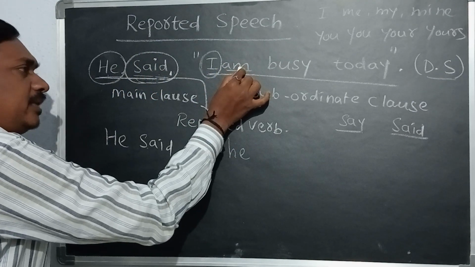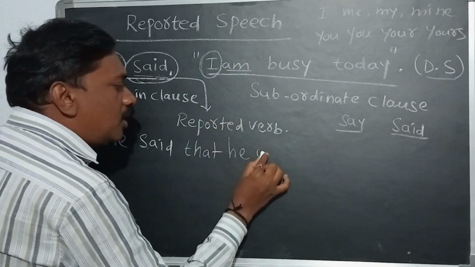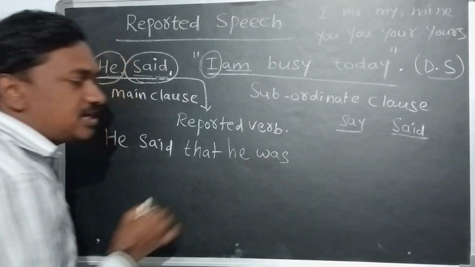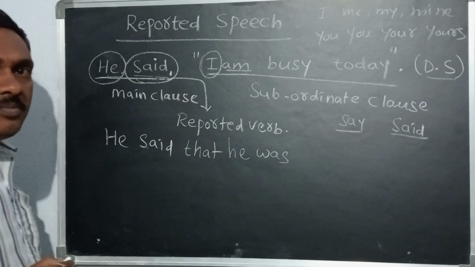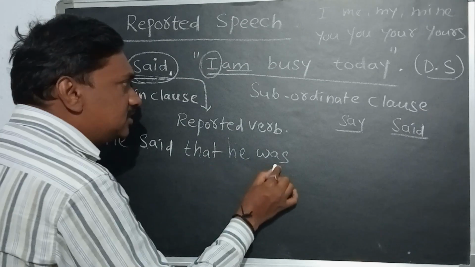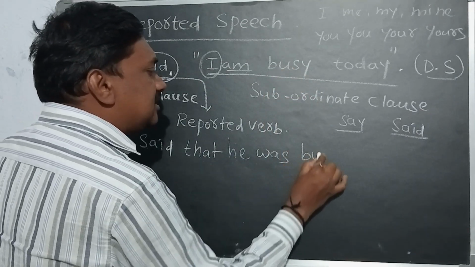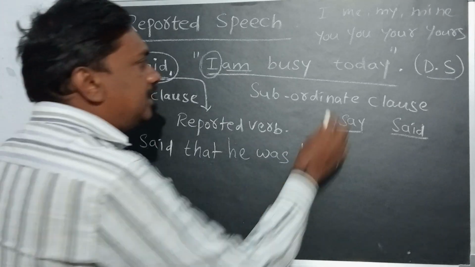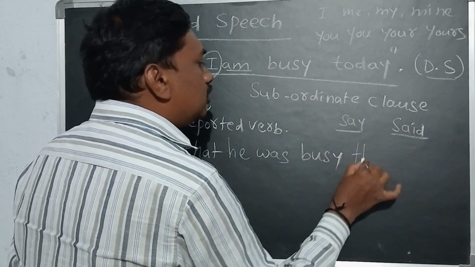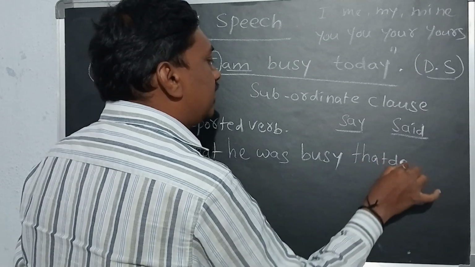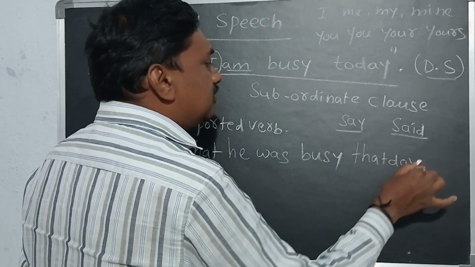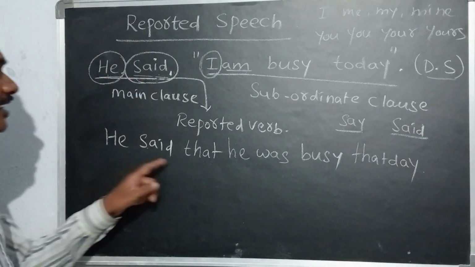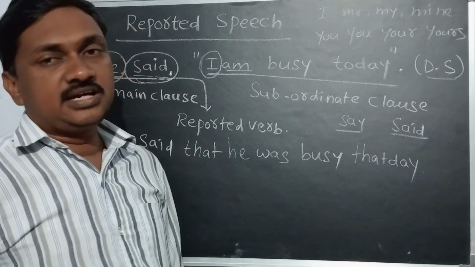So the present be form "am" changes to the past be form "was". For singulars we use the helping verb "was" in past tense. He was. Next, write the word as it is, "busy". He said that he was busy today. "Today" changes to "that day". So a few words are changed from direct speech into indirect speech. So, that day. He said that he was busy that day.